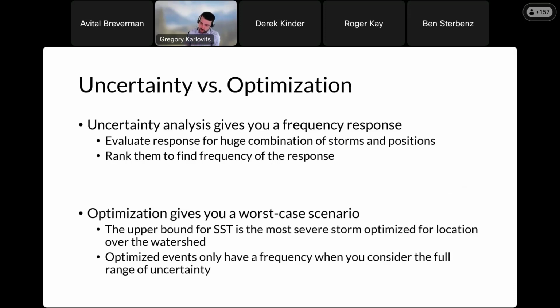I mentioned optimization previously. So the uncertainty analysis gives us a frequency response. This tells us when we consider all the combinations of position and storm variation, and we rank those up, we get an idea of what the AEP versus precip or flow result might be.